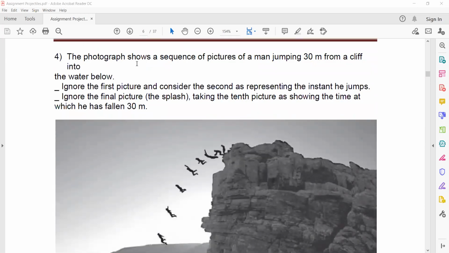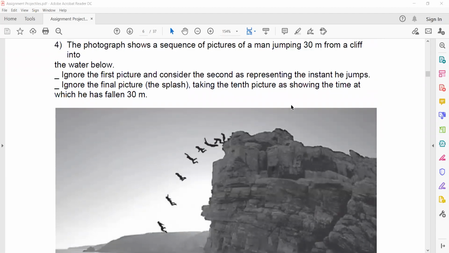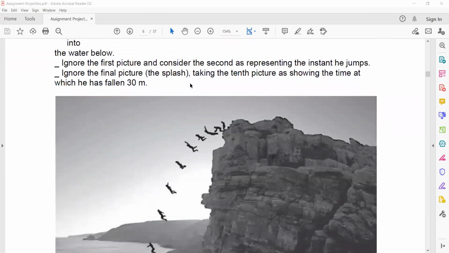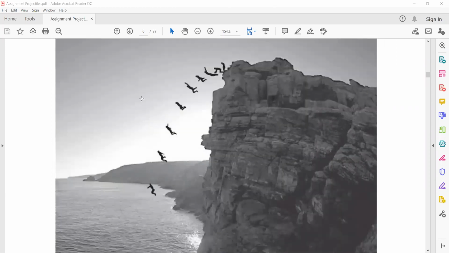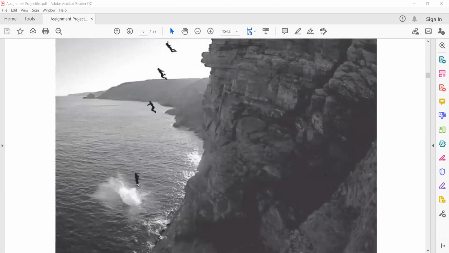In the next question, the photograph shows a sequence of pictures of a man jumping 30 meters from a cliff into the water below. Ignore the first picture and consider the second picture representing the instant he jumped. So ignore this picture, this is when he started the jump. And ignore the final picture, the splashing, taking the 10th picture as shown, the time he has fallen. So neglect the last picture, the splashing. This is what you will consider.